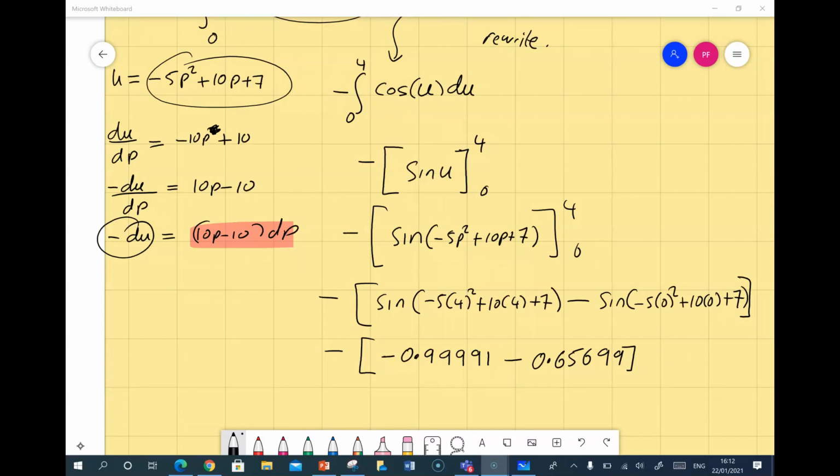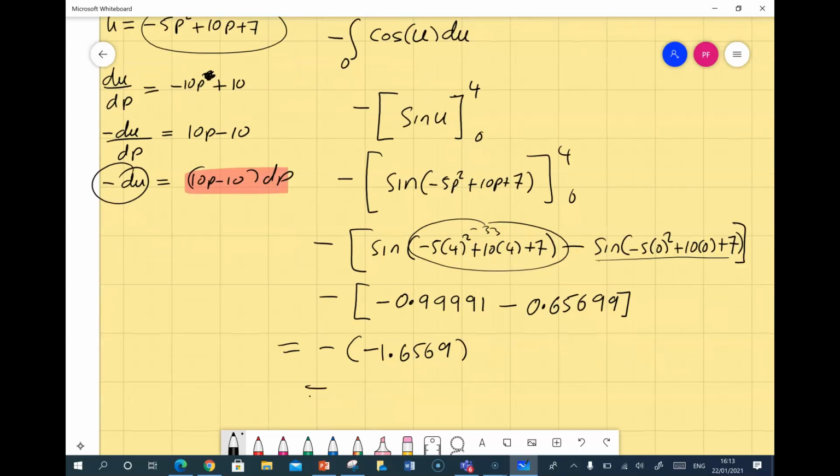Okay, so for the sine of this, it turns out I think to be minus 33, so the sine of that is minus 0.999991. Lots of decimal places, just to be more accurate. And then I end up getting the sine of 7 there, which is 0.6569. So I calculate all of that: minus 0.99991 minus 0.65699 equals minus 1.6569, and minus minus is a positive 1.6569.